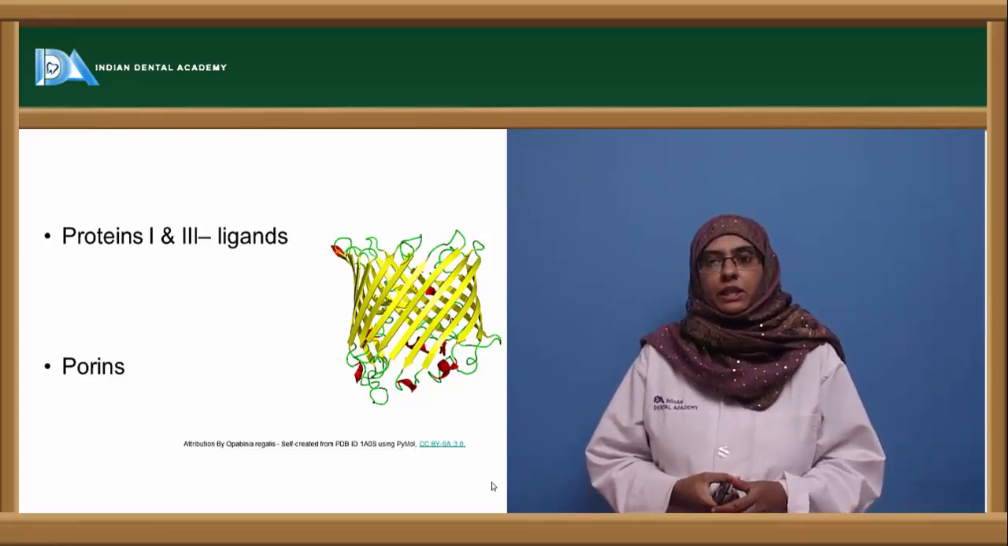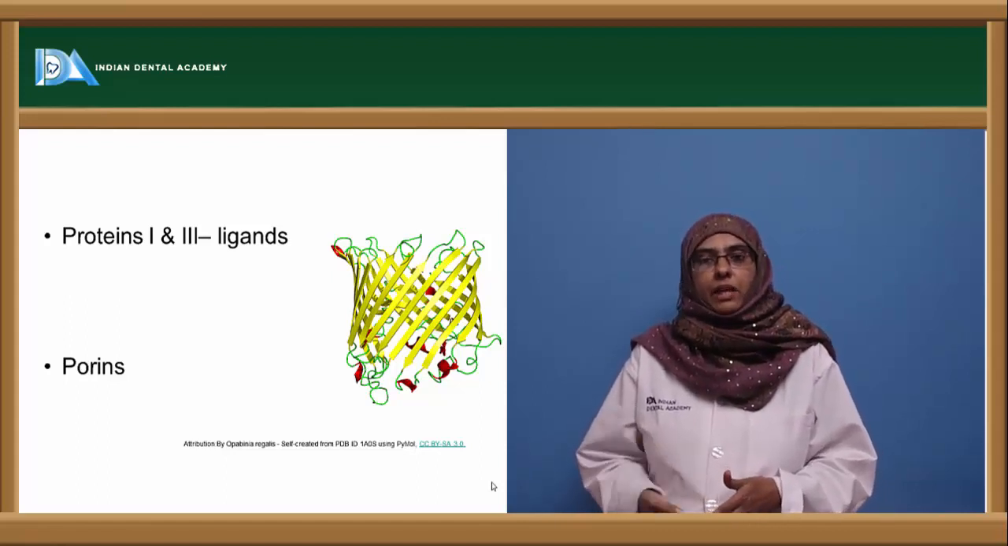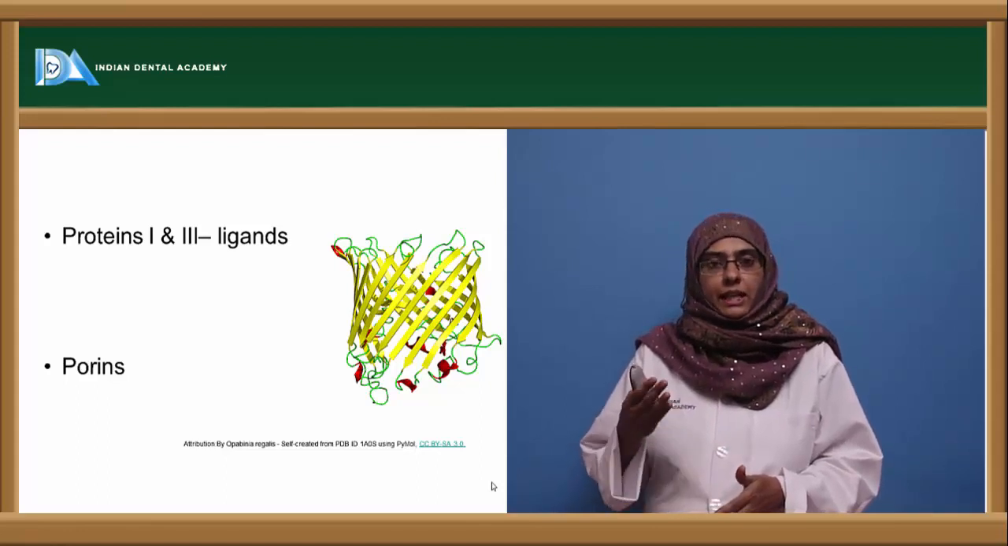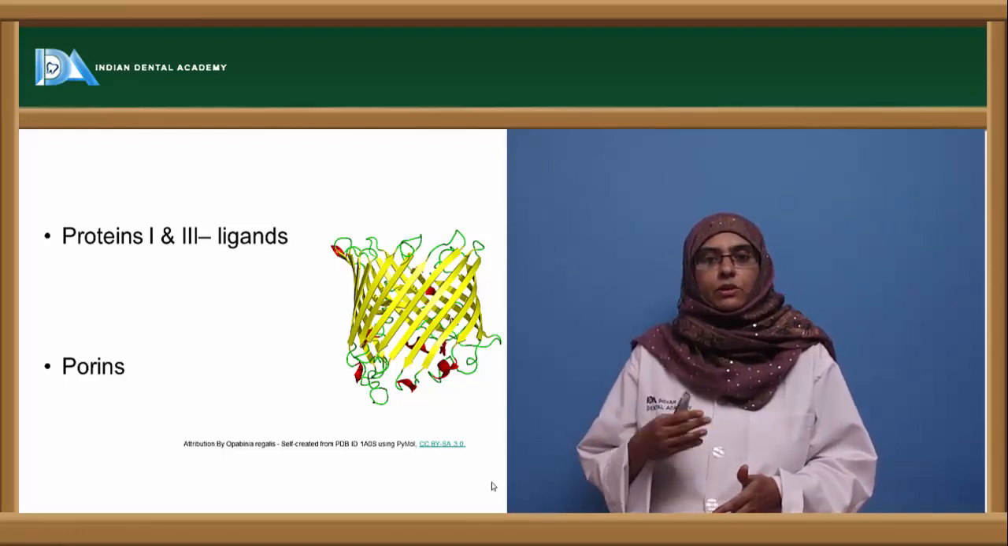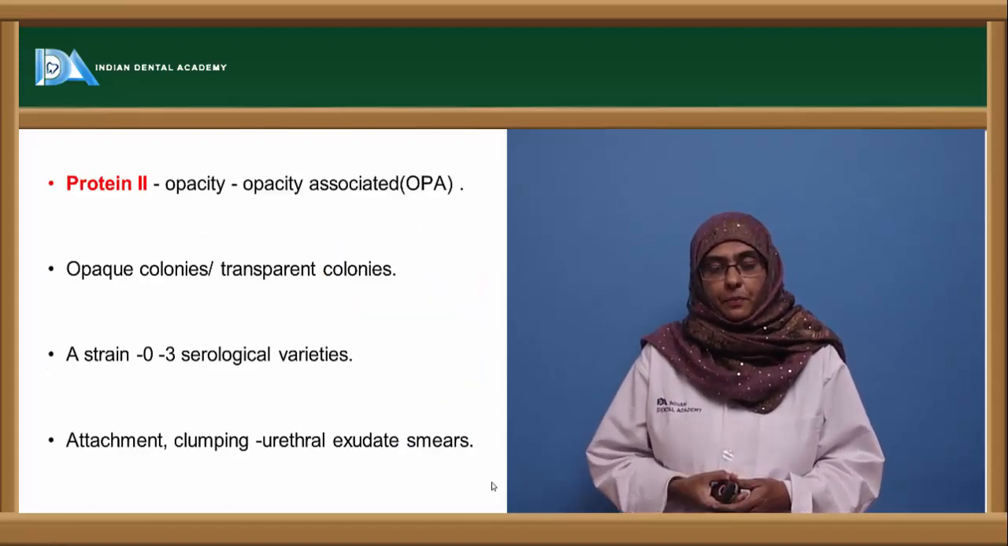Next are protein 1 and 3. These two proteins help as a ligand to attach to the host cell. Apart from that, they also have the ability to produce porins that help in transfer of molecules from the outer to the inner side of the outer membrane protein.